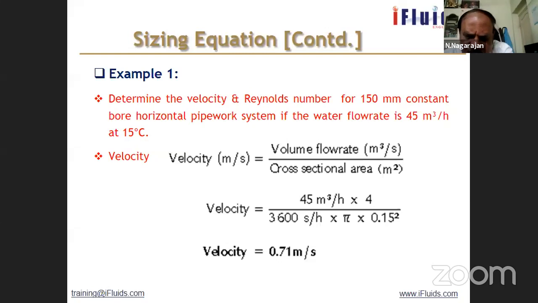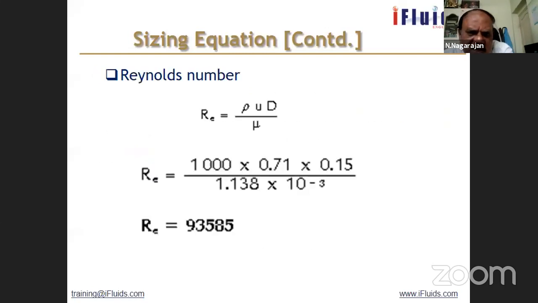So these are all very simple mathematics. Reynolds number you can now find out. 0.71 is the velocity, 0.15 the diameter, 1000 is the density in kilogram per meter cube, divided by viscosity 1.138. So you get a Reynolds number of 93,585.